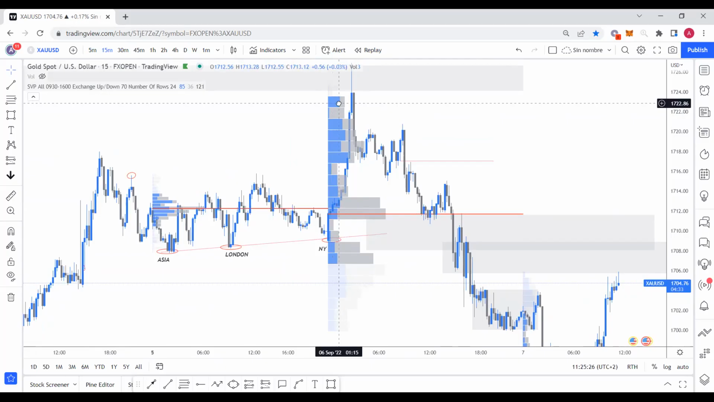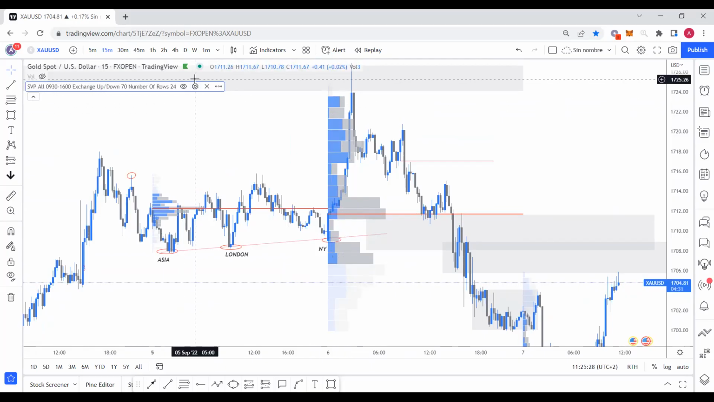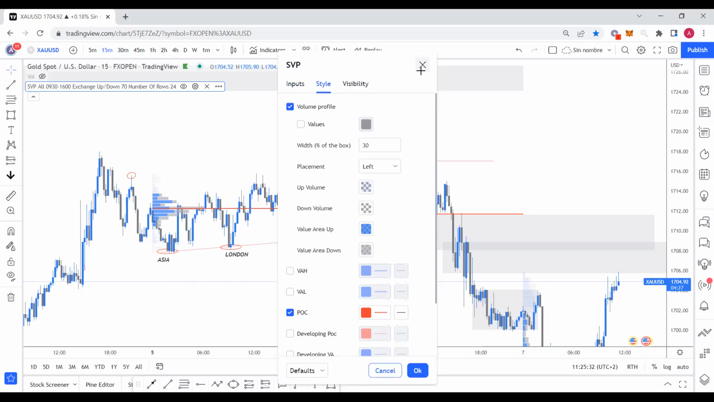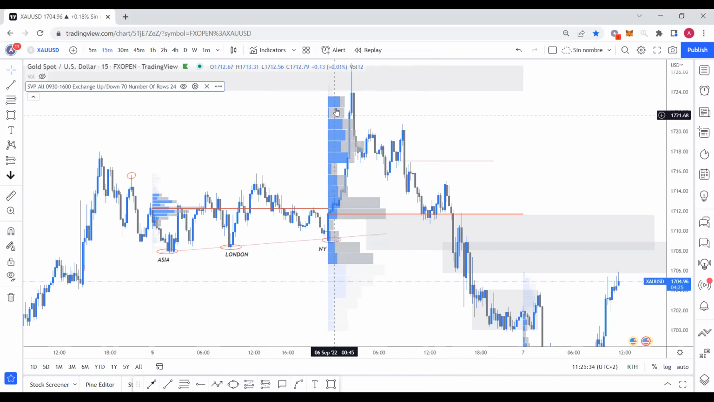At the end of the day, I have it as symbolic, okay? I do not have the values, okay? You can add the values to see the actual volume there is on every chart, the actual digits of the volume there is on every price, okay? But me, I don't need it. I just need the point of control, okay?